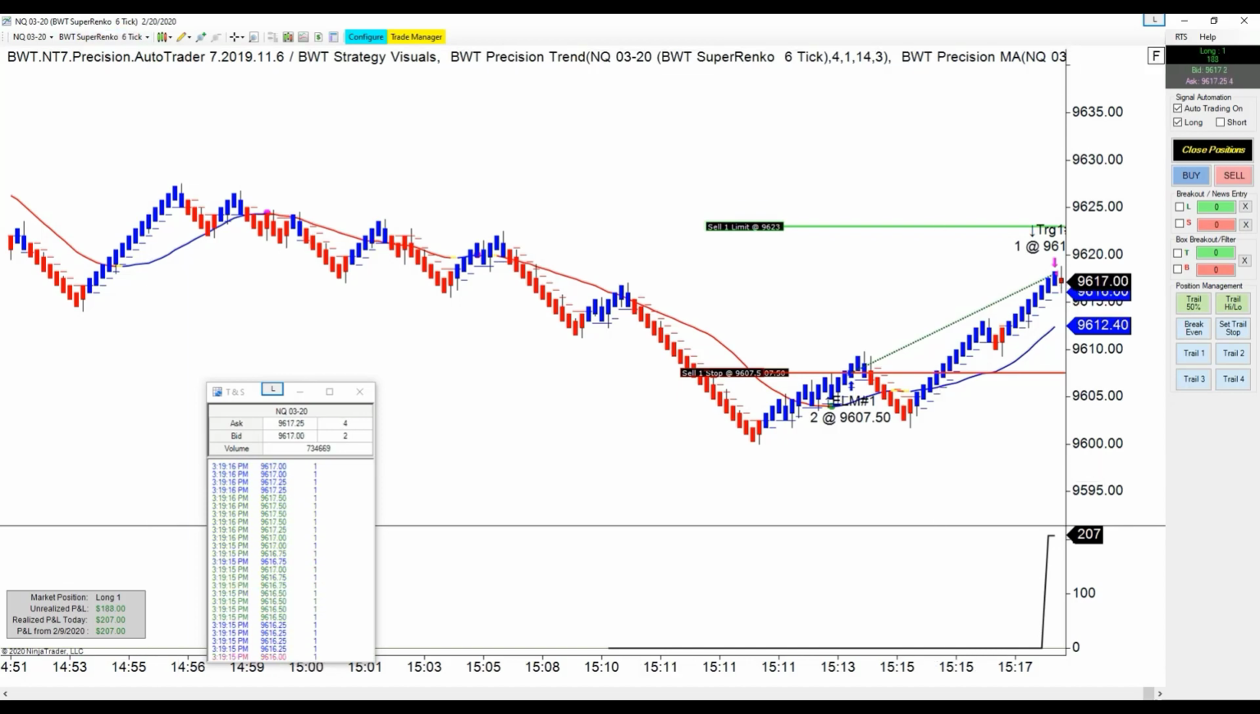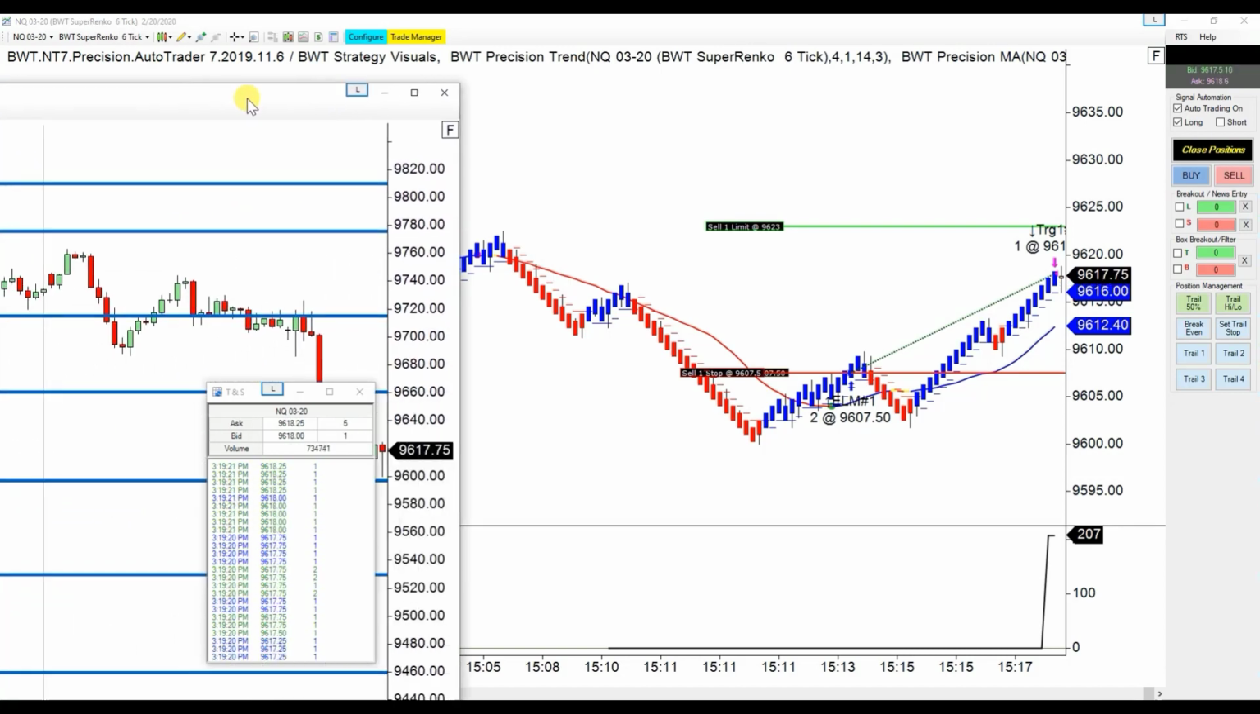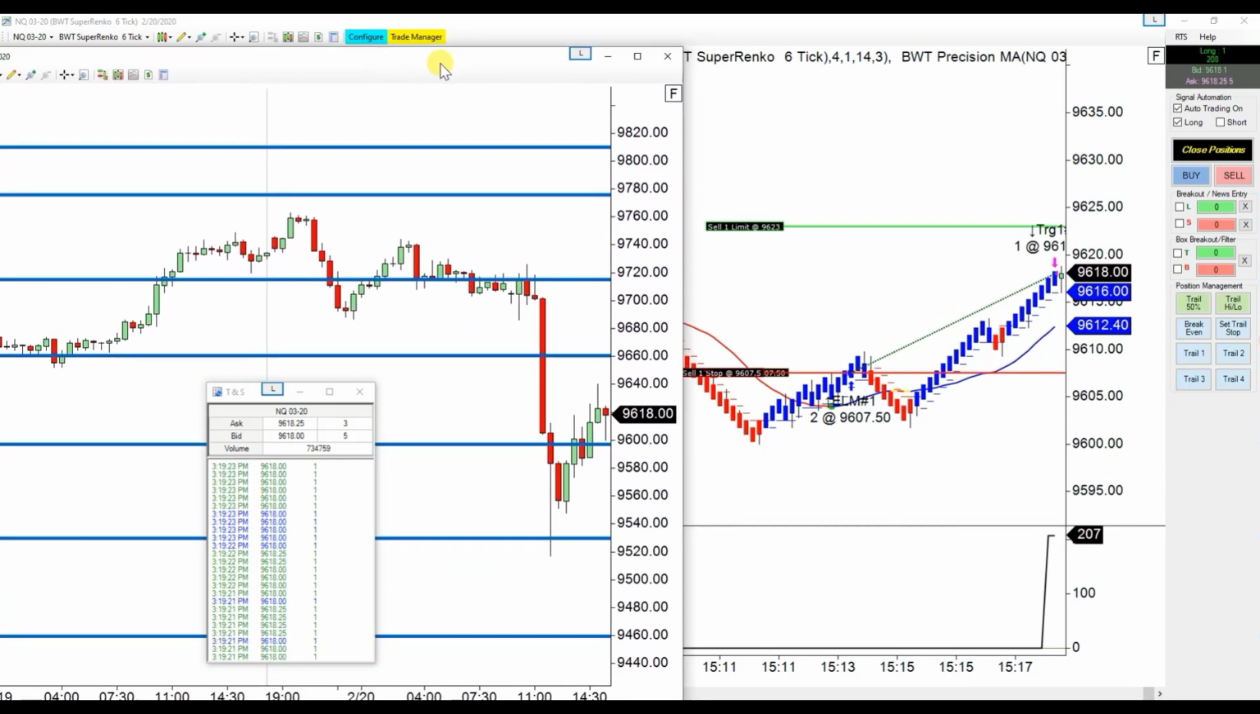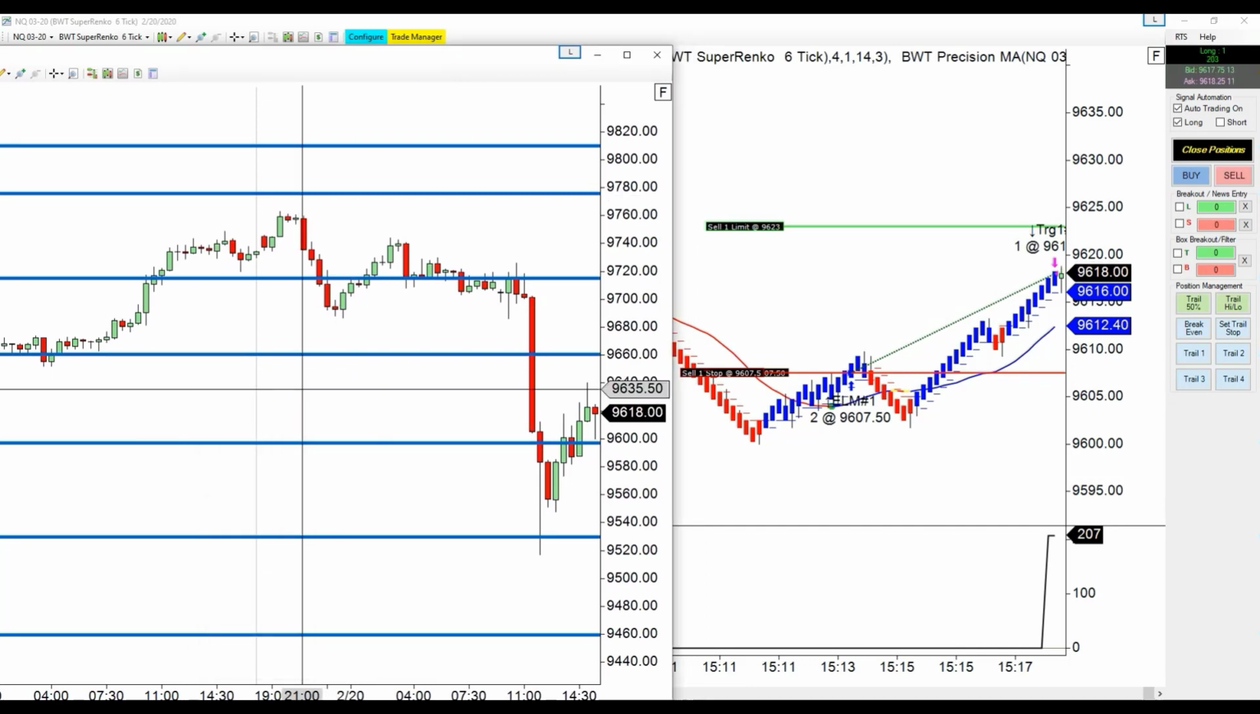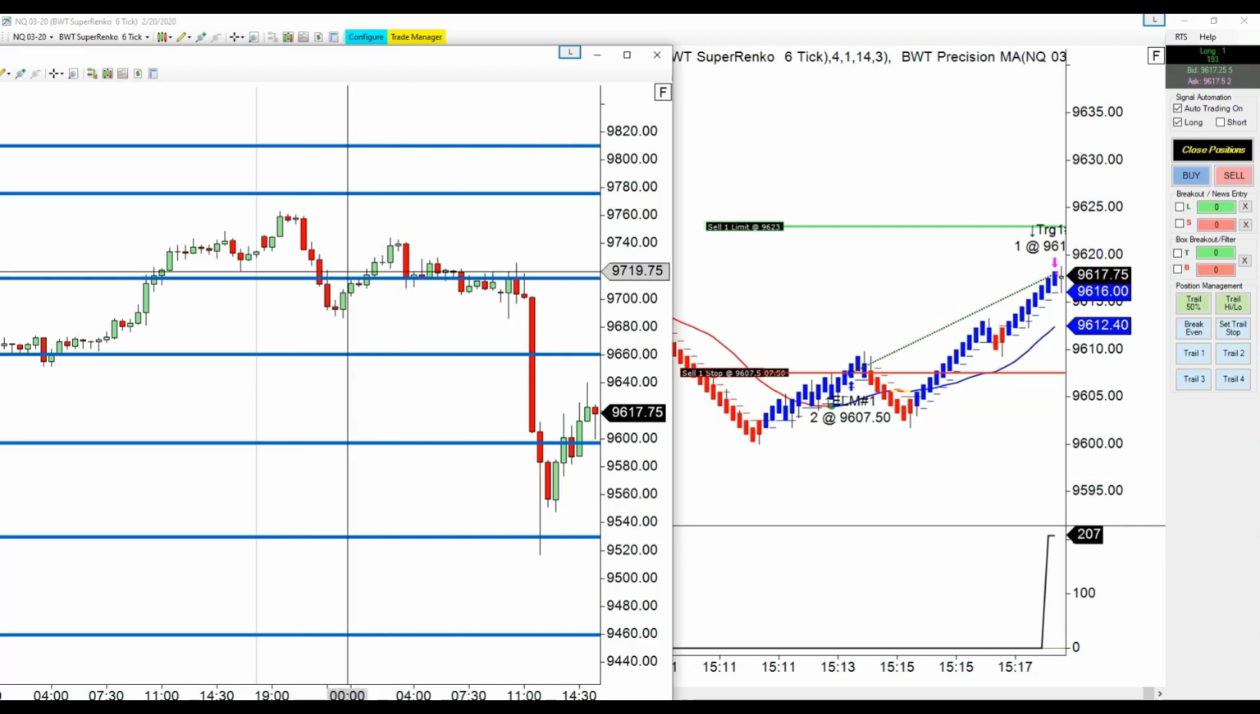If I drag over now the zones chart, maybe so we can watch both at the same time. Let's move this out of the way. So this is where we were in the morning since Globex.